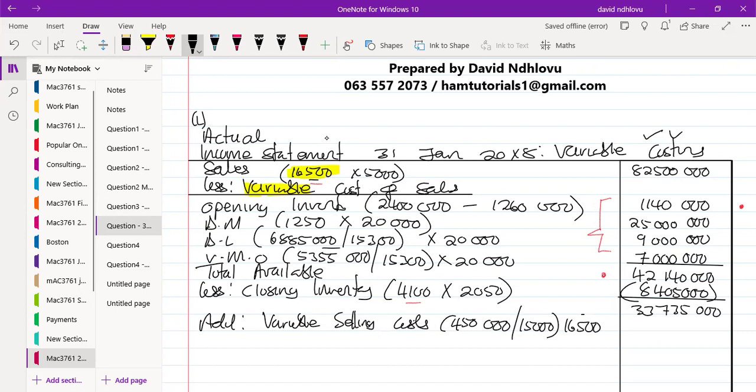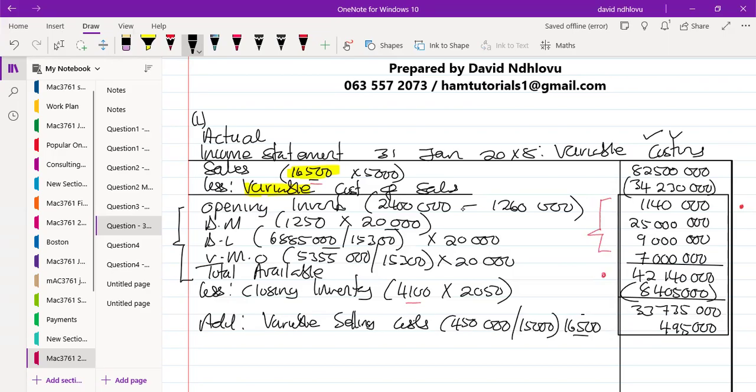Now the variable selling cost should be determined by number of units sold. Then these here are production costs. They must be determined by the number of units produced. So 450,000 divided by 15,000, the answer multiplied by 16.5, right? We are going to get 495,000 here. Right, then we can now determine our cost of sales. Right, so that figure, 495 plus 33,735,000. Right, then we are going to have a figure of 34.